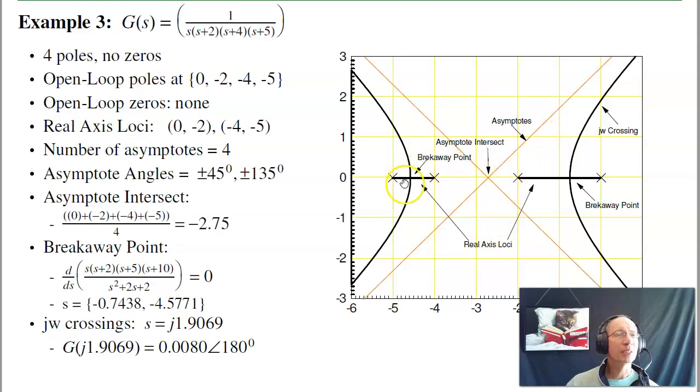The asymptote intersect is the center of mass. The average of the poles is right here at minus 2.75. The breakaway point, I actually have 2 of them. It's the midpoint pushed right for this one, midpoint pushed left for the second one. And the j omega crossing, if you calculate it, the point on the j omega axis where the angles add up, is at j1.90.